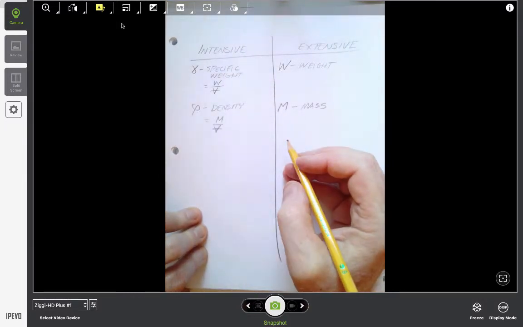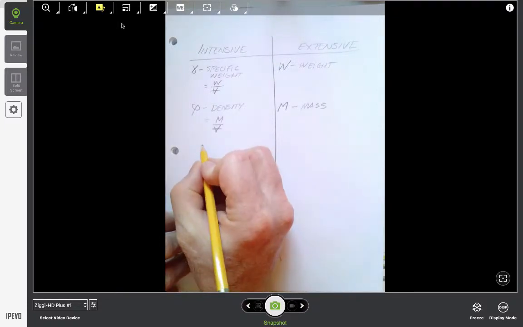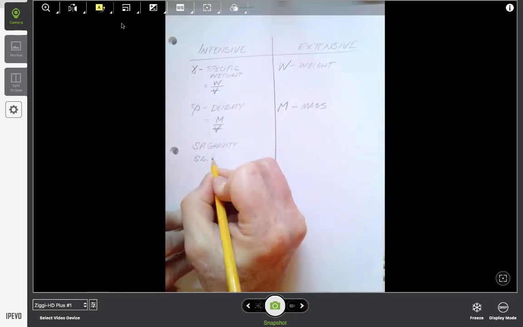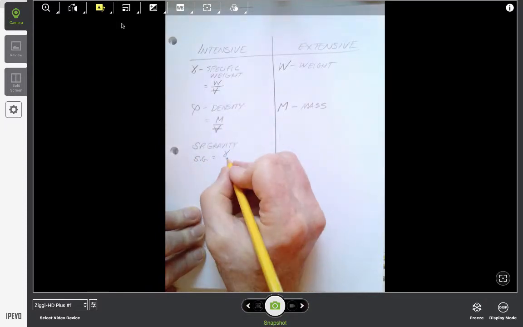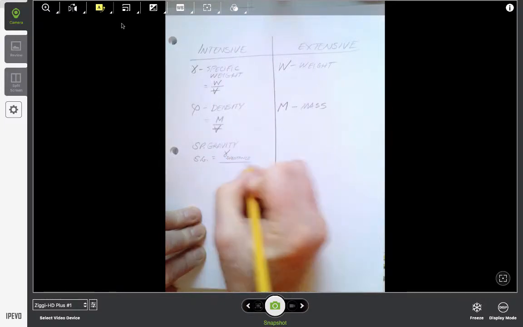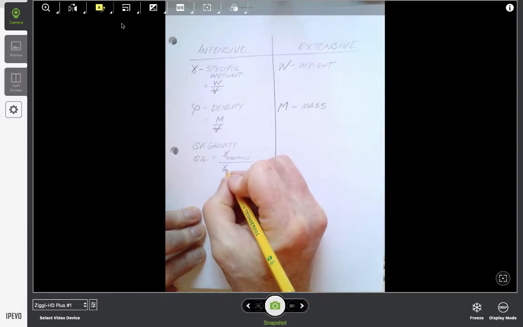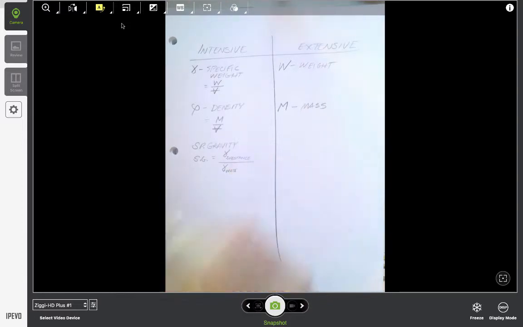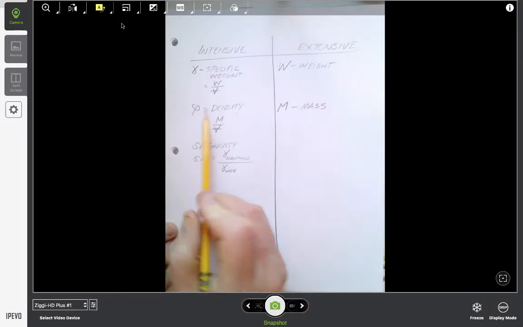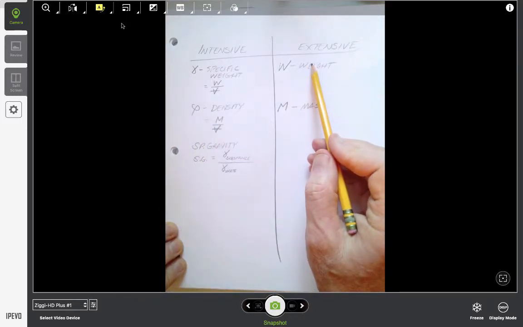Some other ones would be specific gravity, and I think the usual symbol is Sg, and that's the specific weight of the substance compared to the specific weight of water. And specific gravity is used a lot in water and other liquid-related comparisons.